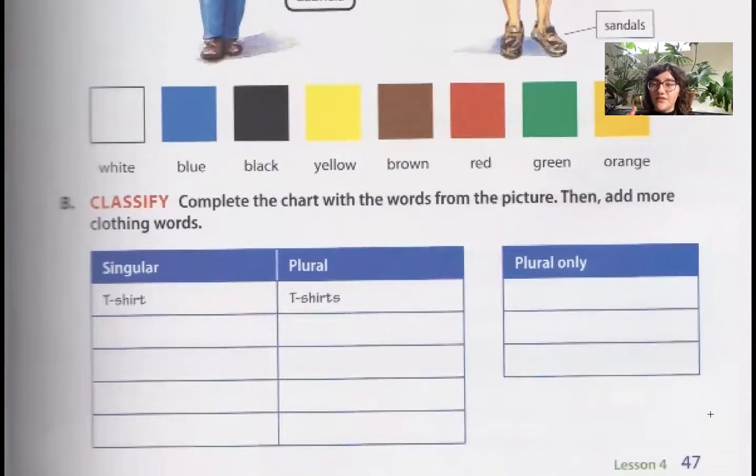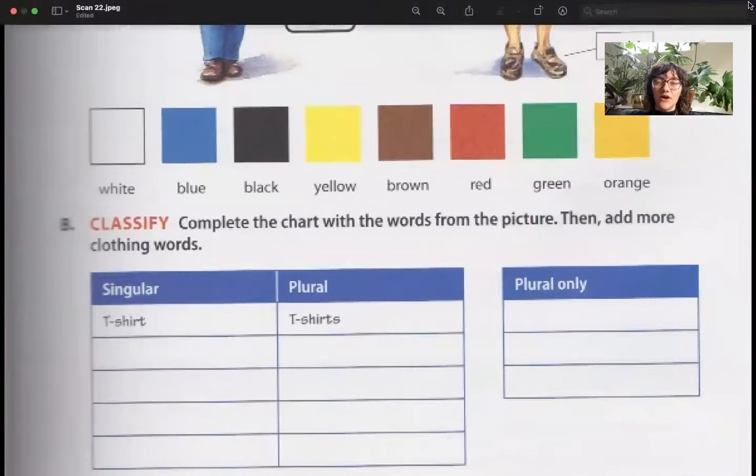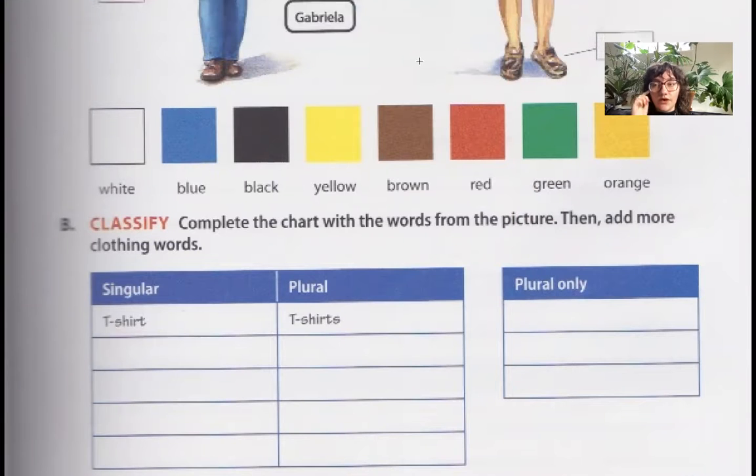So here's the other thing that we can talk about. It says complete the chart with the words from the picture, then add more clothing words. This is important to talk about because English has kind of weird things when we talk about plural and singular, right? So I'm going to show you what I'm talking about. When we say t-shirt, there's one. When there's two shirts or more, we say t-shirts, right? We put the S on the end.